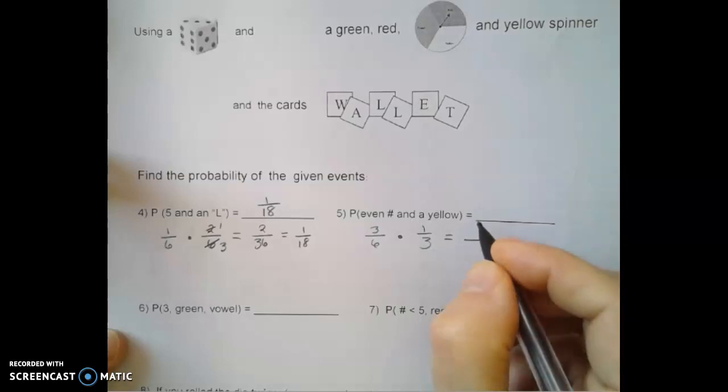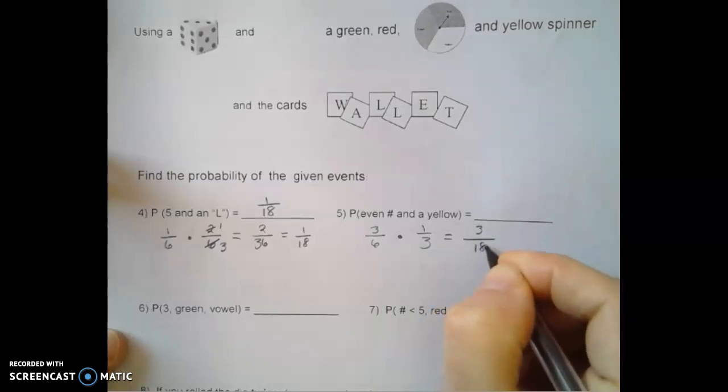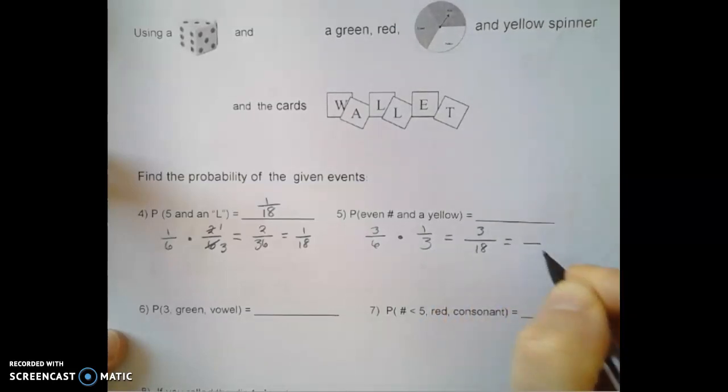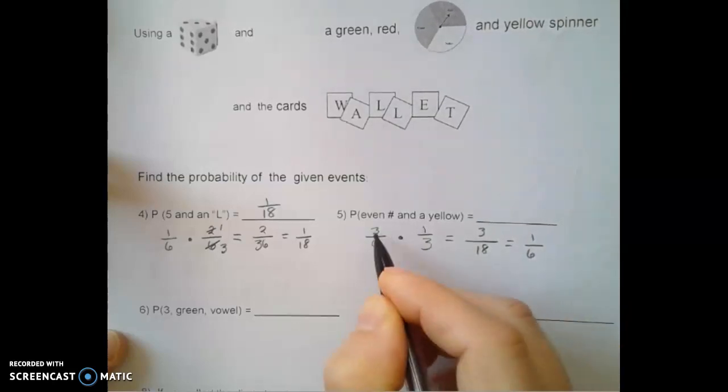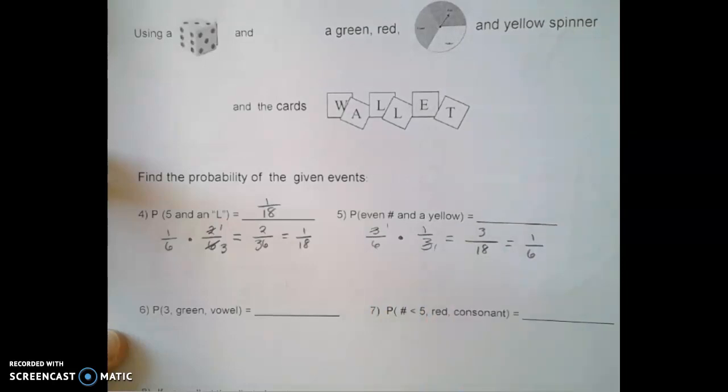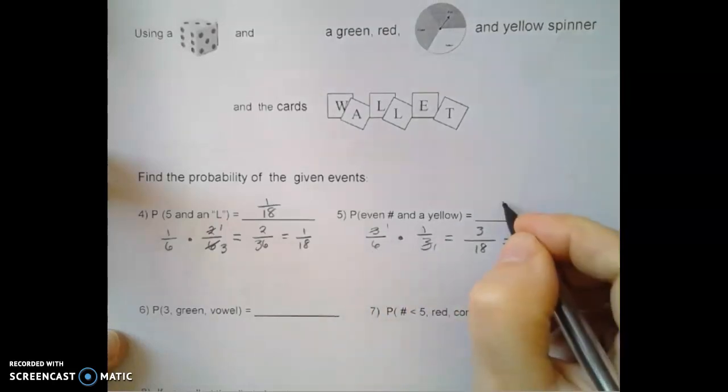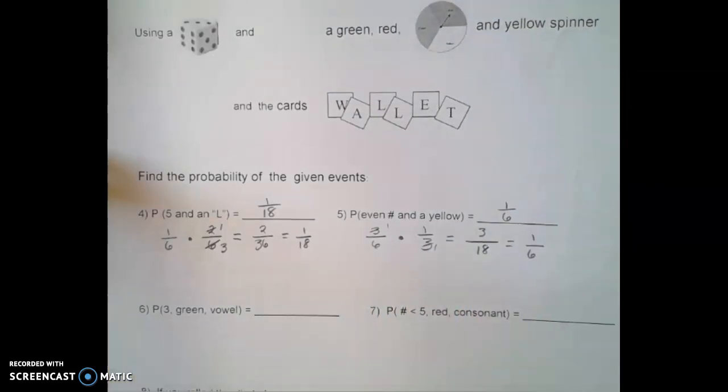3/6 times 1/3 is going to be equal to 3/18, and that's going to simplify down to 1/6. Again, I could simplify these 3's early if I wanted to. Those would both become 1's, and then again, there's going to be my 1/6 for my compound probability.